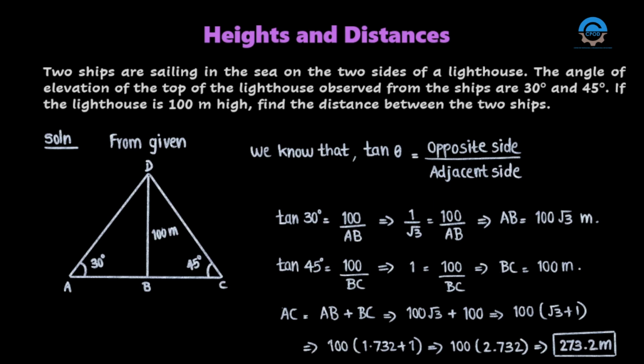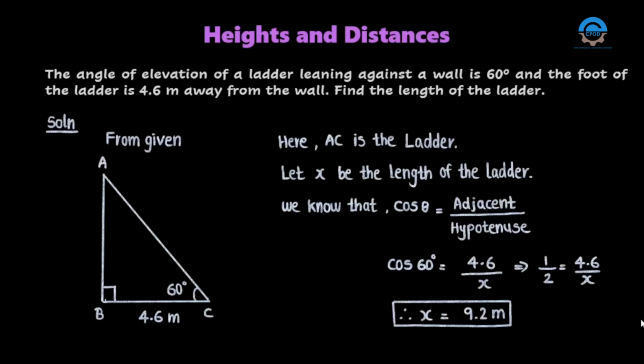Write this problem. The angle of elevation of a ladder leaning against a wall is 60 degree and the foot of the ladder is 4.6 meter away from the wall. Find the length of the ladder.